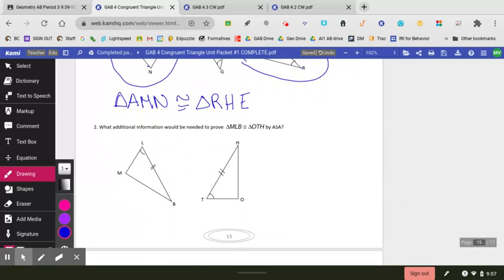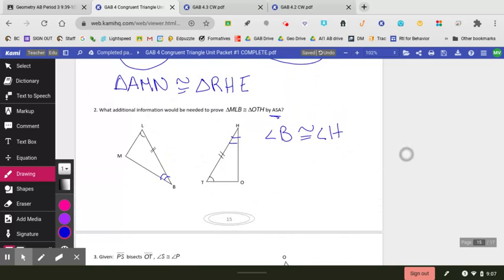What additional information would be needed to prove triangle MLB is congruent to OTH by angle side angle? Since it's angle side angle, we need the side to be the included side. So that means we would need to know that angle B is congruent to angle H. And notice that they're the corresponding angles.